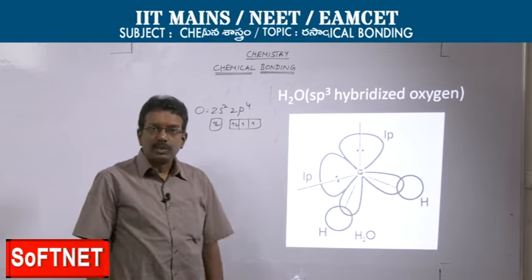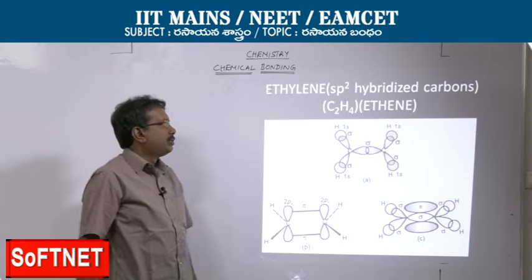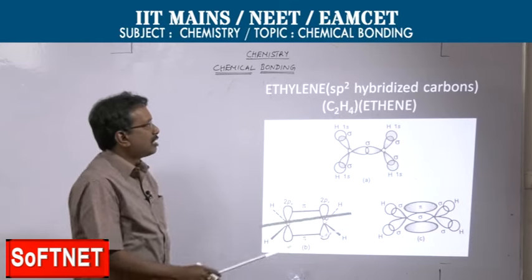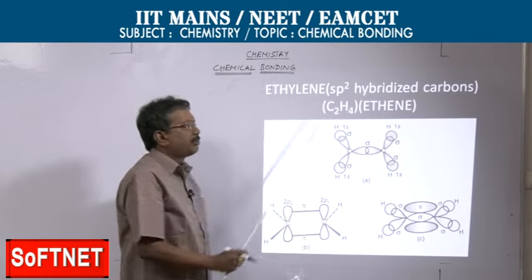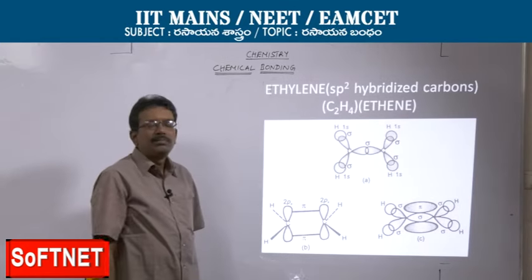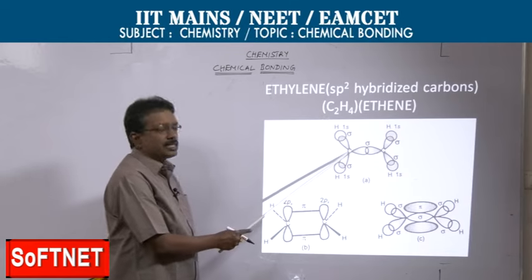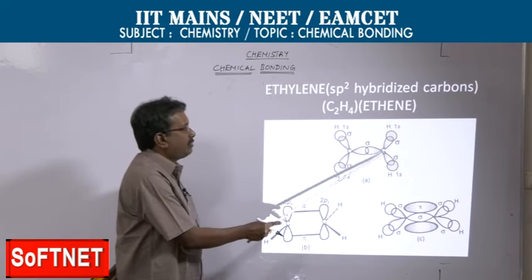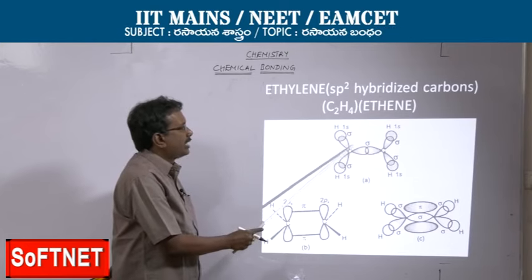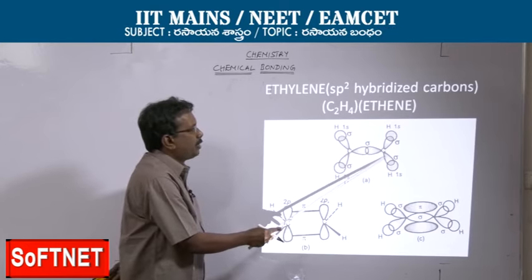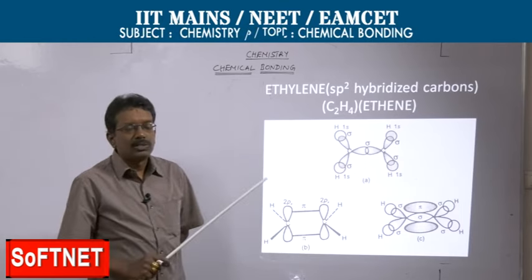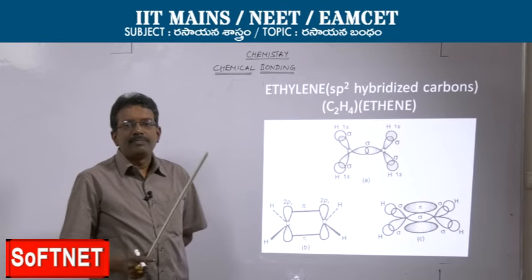Now let us move to one more example. Ethylene molecule, C2H4, also called ethene. This is the best example for carbon having sp2 hybridization. So in the C2H4 molecule, 2 carbons are available, and each carbon undergoes sp2 hybridization. Near each carbon we are getting 3 sp2 hybrid orbitals. Overall, in the ethylene molecule, near both carbons we are getting 6 sp2 hybrid orbitals.